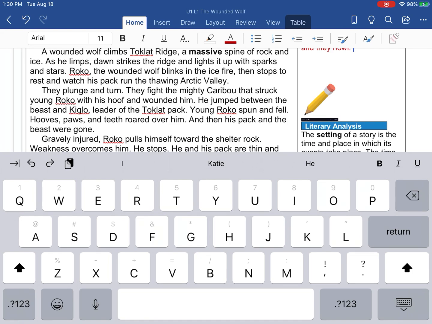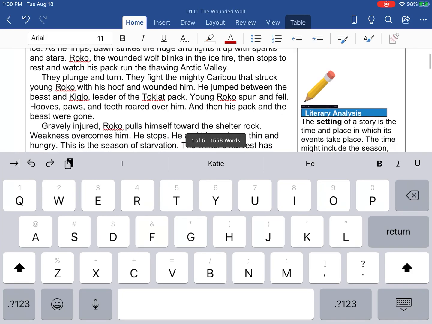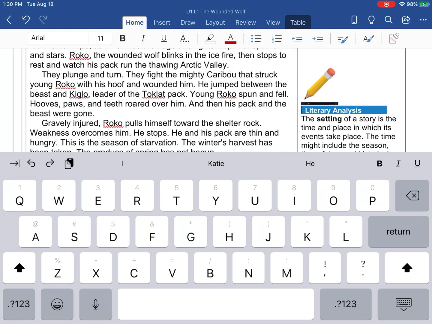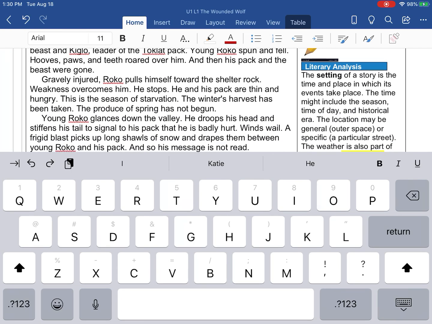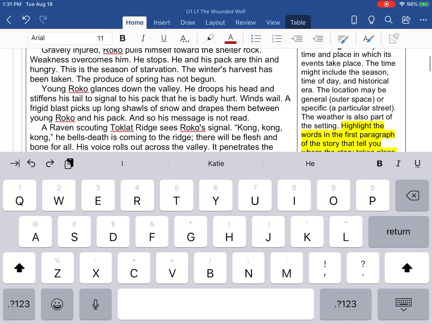When you see a pencil, that means that you're going to have to mark the text in some way. Again, we can't actually take a pencil and write on our iPads, but what we can do is highlight and underline. The literary analysis question says the setting of a story is the time and place in which events take place. The time might include the season, the time of day, and historical era. The location may be general, like outer space, or specific, like a particular street. The weather is also part of the setting.